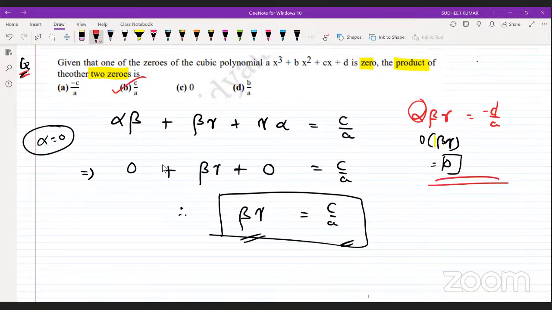If it comes to the other case, the left side part vanishes, so we cannot find the result. So please concentrate on this. Then it is easy only.